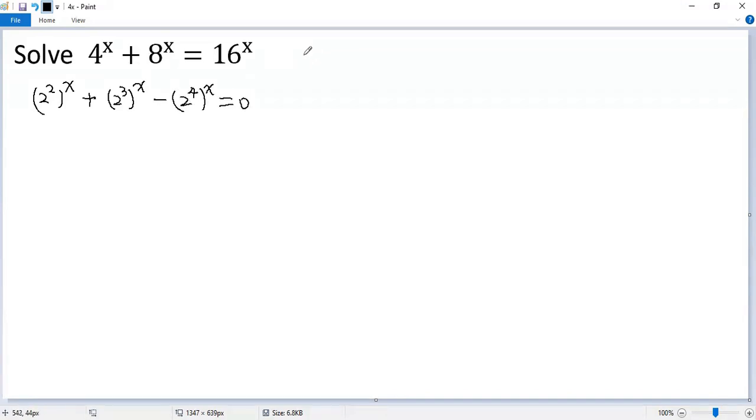equals 0. At this point, we use the exponent rule: a to the power m, and then to the power n equals a to the power m times n. So we get 2 to the power 2 times x, so 2 to the power 2x. Similarly, the second term, 2 to the power 3x. The last term, minus 2 to the power 4x equals 0.